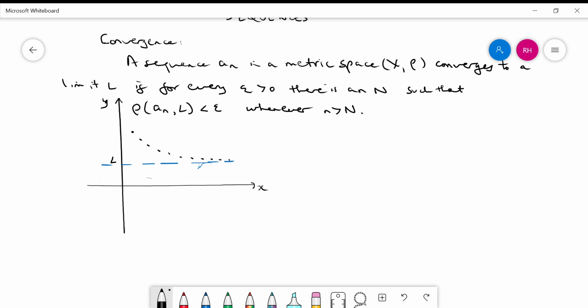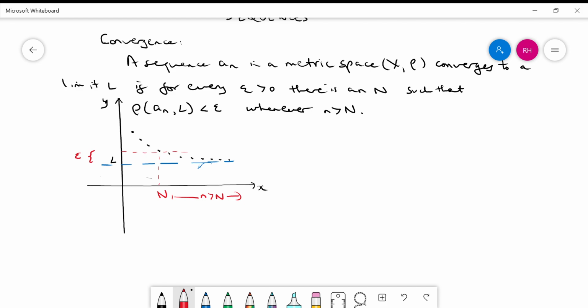And this is saying that if you give me an error term, any error term, so this distance is epsilon, the error or the tolerance, well then I can give you a big N, say here, and whenever n is greater than N, which is here, sure enough, the A_n's are all less than epsilon distance or metric from L. So that's the idea.